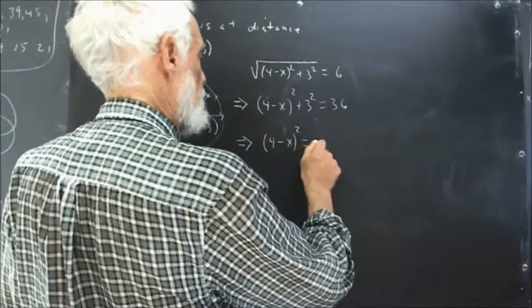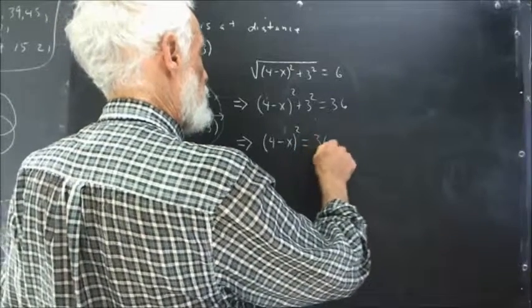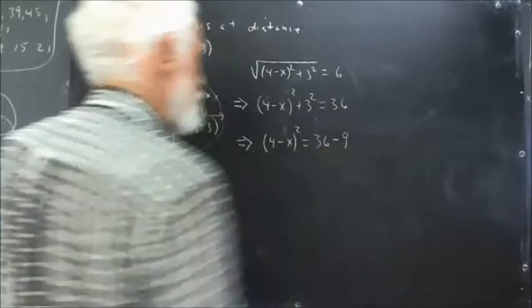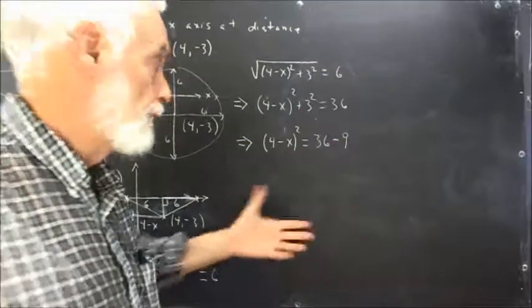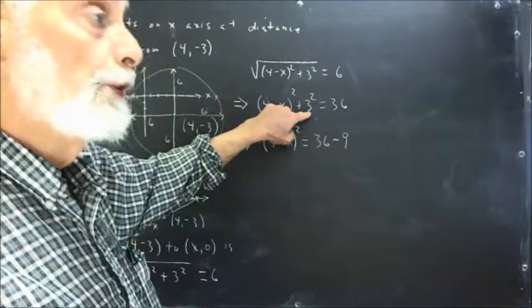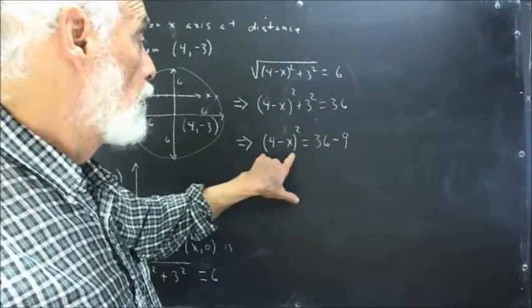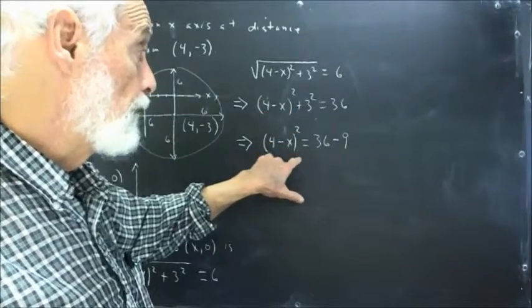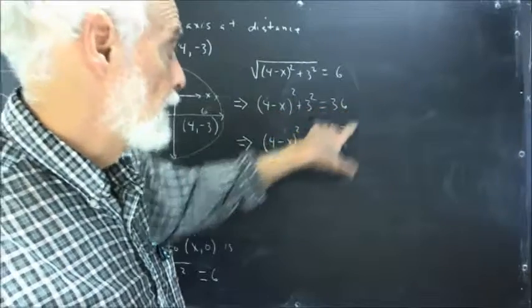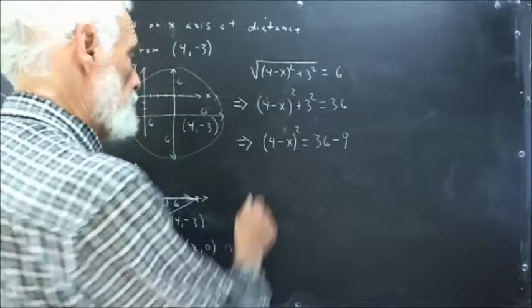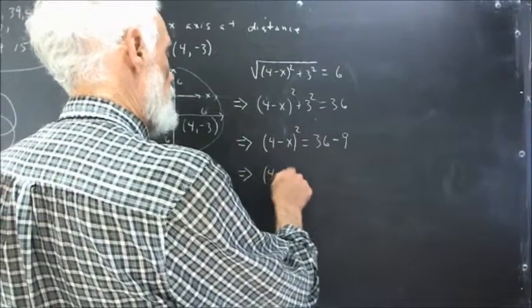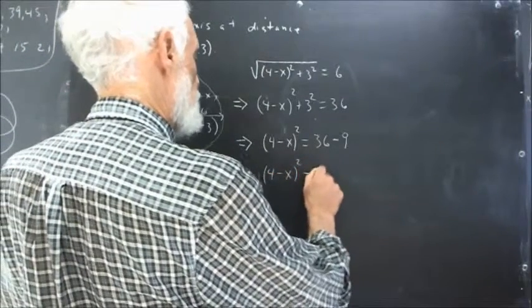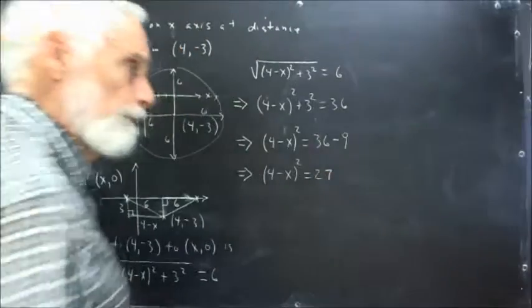rearrange the equation as 4 minus x quantity squared equals 36 minus 9. Now I kind of skipped a step here. Well, 3 squared is 9. If I want to get the 4 minus x quantity squared on one side, then I'm going to have to subtract 9 from both sides. And I get 4 minus x quantity squared equals 27.